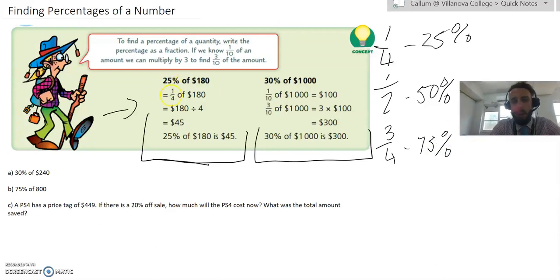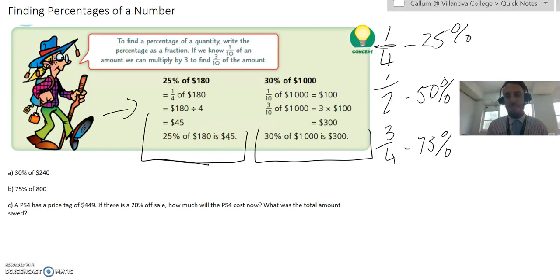So finding 25% of something is quite simple. Because we know that 25% is 1/4 of the total cost, what we can do for an amount is we can just divide by 4. So you can see in this example, we're trying to find 25% of 180. So the way we find 1/4 of 180 is to do 180 divided by 4, and then we can put that in an algorithm, do it however we want, and we would find out the answer is $45. Therefore, 25% of $180 is $45.